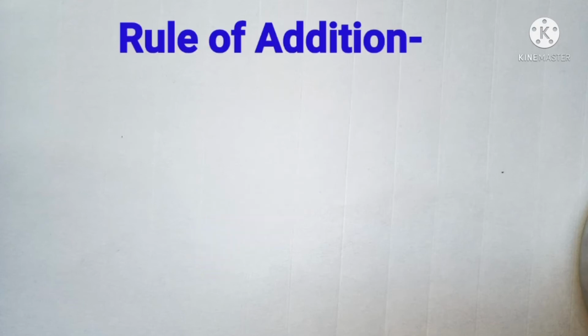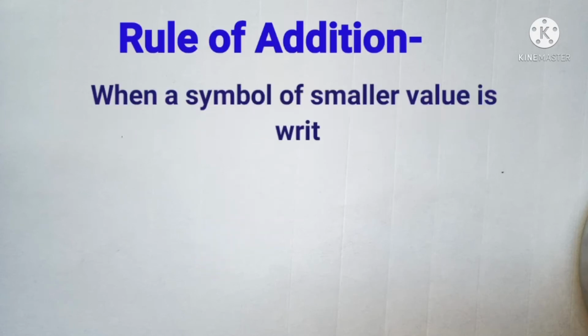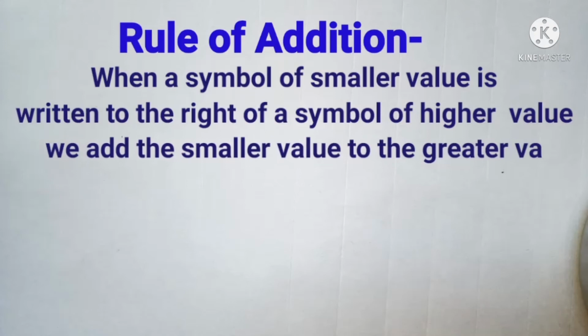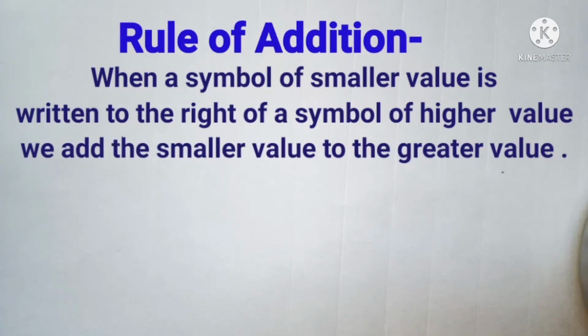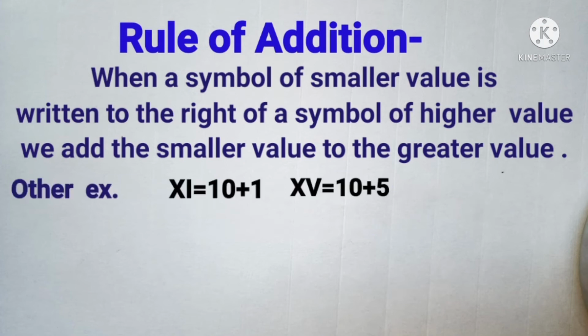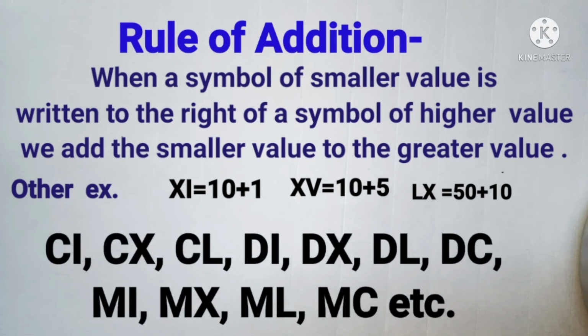Now, rule number 2, the rule of addition. When a symbol of smaller value is written to the right of a symbol of higher value, we add the smaller value to the greater value. Let us take an example. Here it is VI. V has its value as 5 and I has its value as 1. So VI will be 5 plus 1, which is equal to 6. Similarly, XI will be 11, XV will be 15, LX will be 60, CI will be 101, CX will be 110.